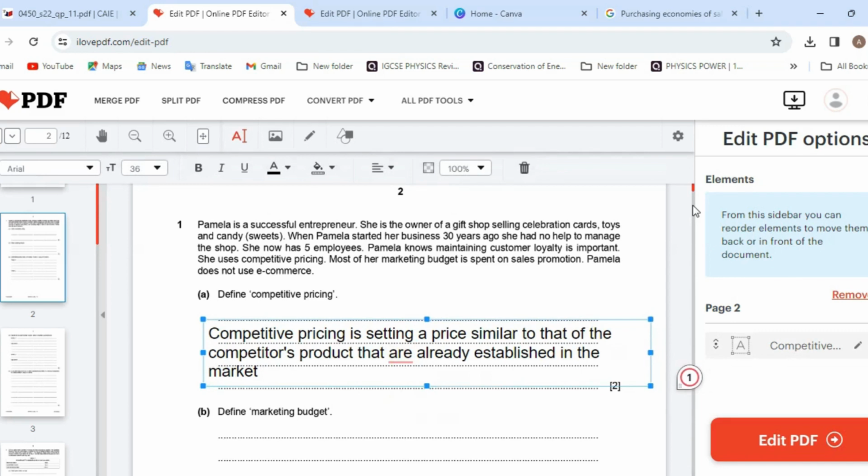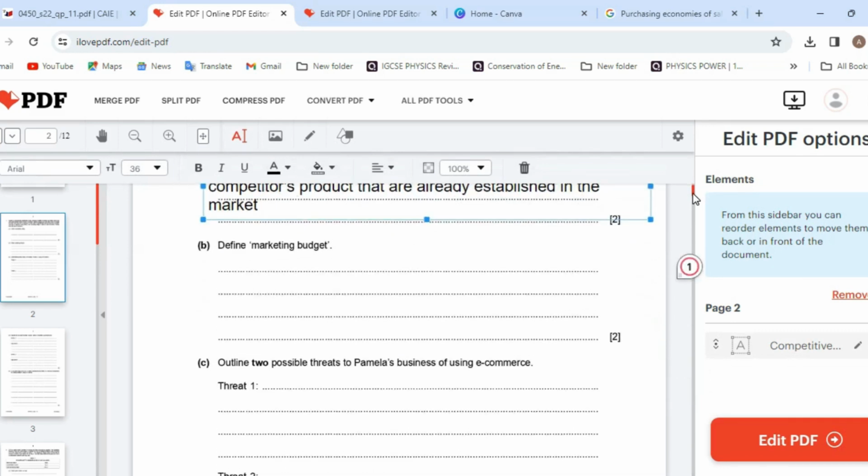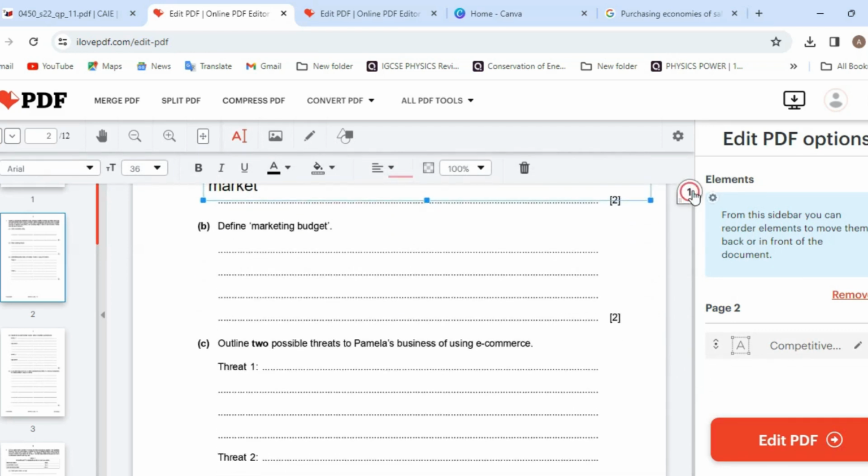Now let's see the second question that we have, which is question 1b. Define a marketing budget. What did you understand by a marketing budget? Of course, it's the amount of money that is made available by the business for its marketing activities. Hope you are following me.